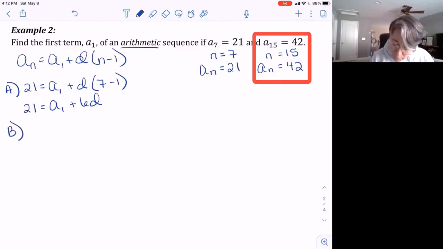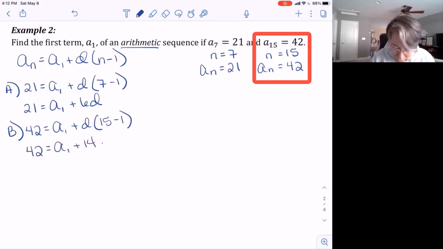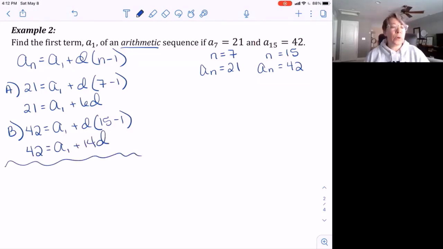So that can actually give us a second equation. So if we had an equation B, where our output is 42, we still don't know our first term, we still don't know our common difference, but our n is 15. So we have 15 minus 1. We simplify that, we get 42 equals our first term plus 14d. Now we have 2 equations with 2 unknowns. That's why we learned system of equations before we did sequences and series. Notice everything builds. So let's solve this system of linear equations.